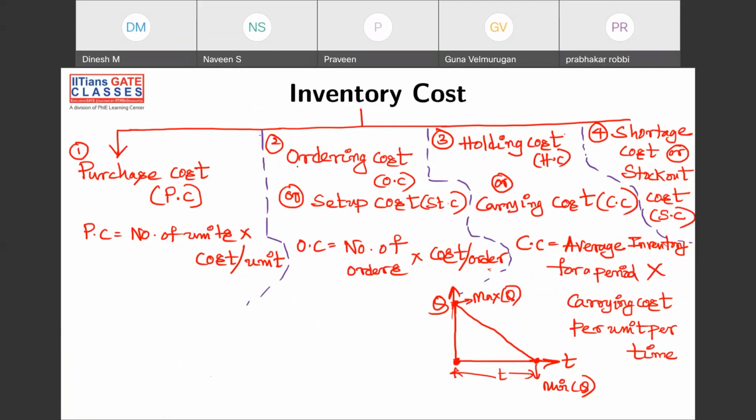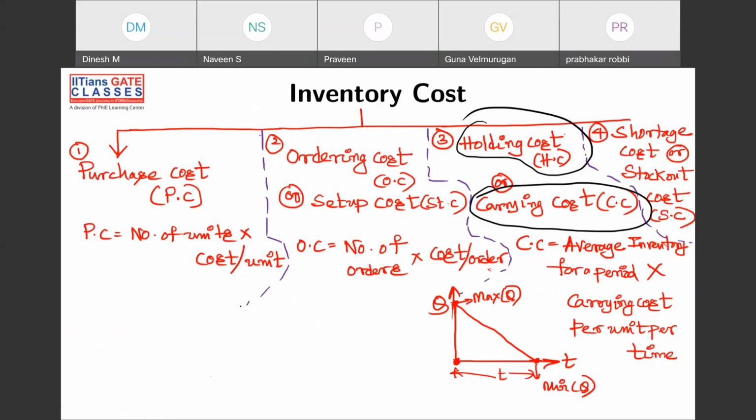So if you're ordering finished goods, then it is ordering cost. If you're taking from a manufacturing plant that is owned by you, then it is called setup cost. Both are the same, nothing but number of orders or number of setups into cost per order or cost per setup. Fine. Now, holding cost or carrying cost. It's very important. What is holding or carrying cost?